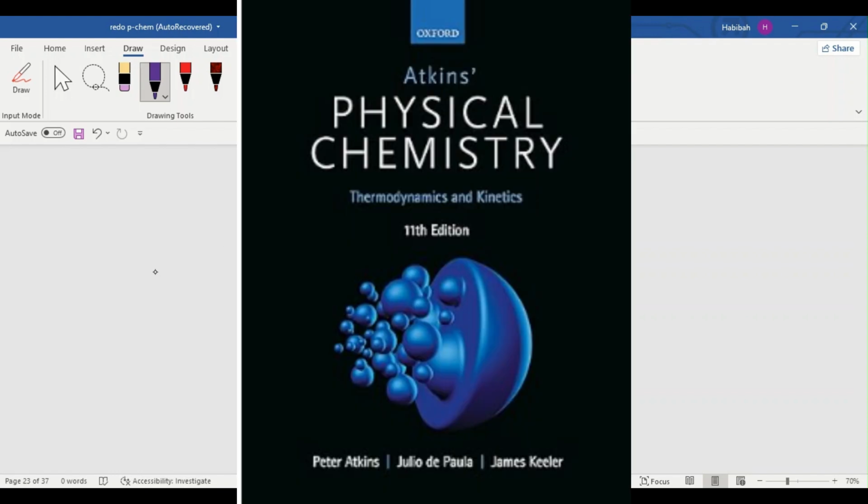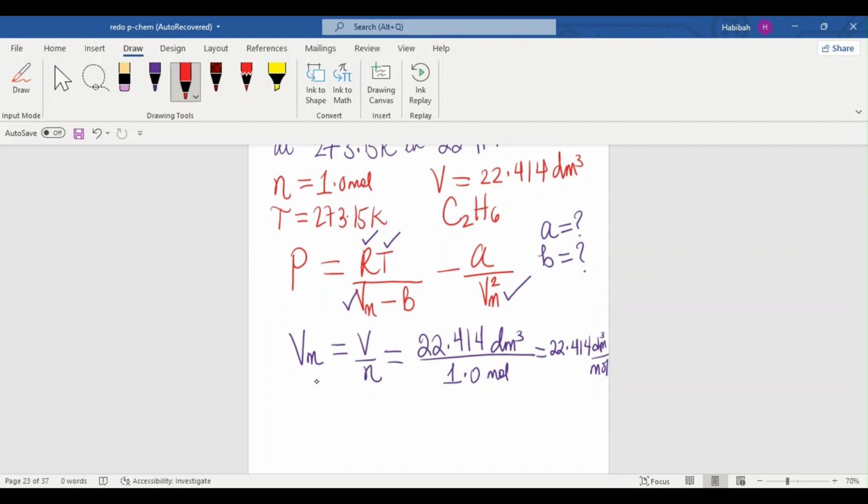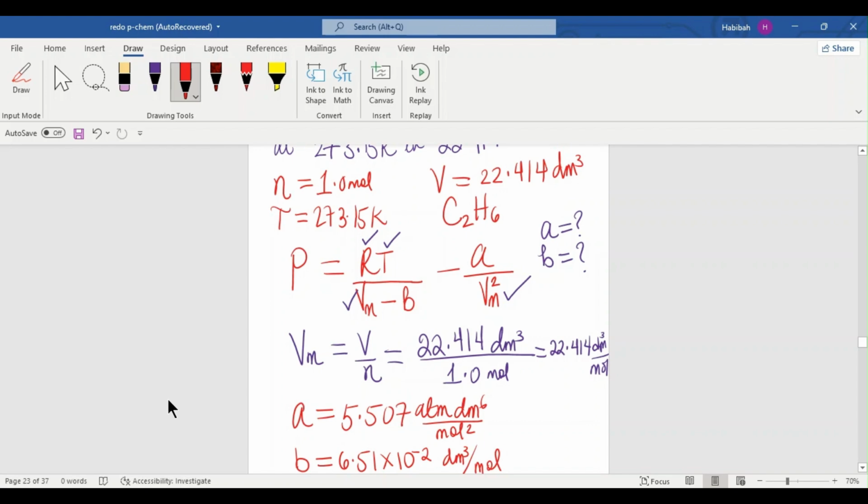So looking at the Atkins Physical Chemistry 11th edition textbook, I would look at the resources section, which is at the back of the textbook, and I determined that the value for a is simply 5.507 atmosphere dm6 per mole squared. And the value for b is simply 6.51 times 10 to the power of negative 2 dm cubed per mole. Note that if you have the Atkins Physical Chemistry 11th edition textbook, the resources section at the back has all the information you need to solve the questions in the chapters, just like these parameters a and b.